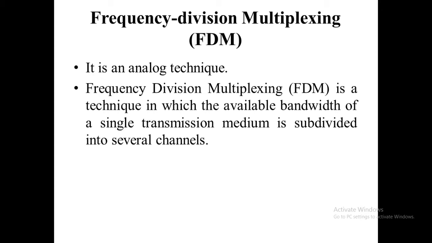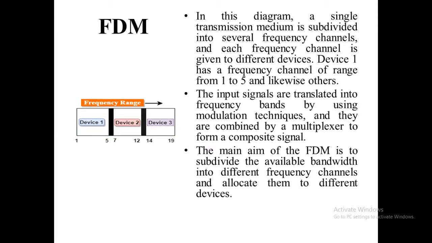In this diagram, a single transmission medium is subdivided into several frequency channels, where each frequency channel is given to different devices. Device 1 has a frequency channel of range 1 to 5. Likewise, device 2 has a range from 7 to 12 and device 3 has a range from 14 to 19. The input signals are translated into the frequency bands by using some modulation techniques and they are combined by the mux to form a composite signal.